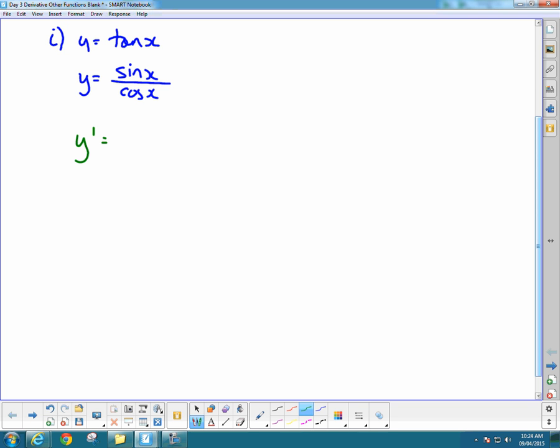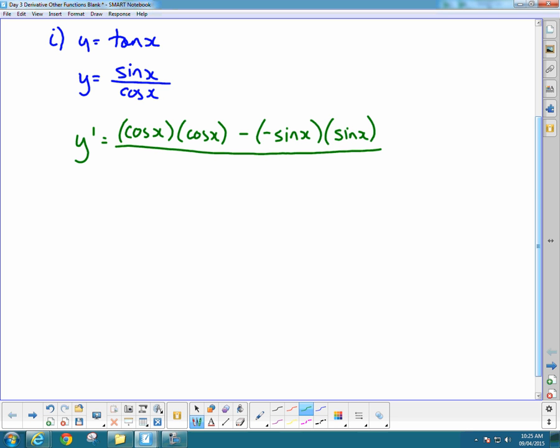So the derivative of the top, since it's sine, the derivative of sine is cos. So that's the derivative of the top times the bottom, which just happens to be cos as well. And minus the bottom. So now we have cos, and the derivative of cos is negative sine. So that's the derivative of the bottom times the top, which in itself is also just sine. That's all over the bottom squared.